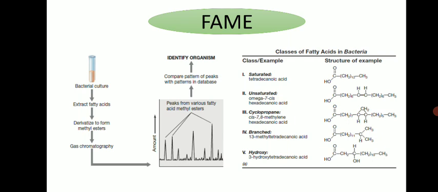So here in this table you can see classes of fatty acids present in bacteria. It includes saturated fatty acids as well as unsaturated fatty acids, omega 7 cis hexadecanoic acid, then cyclopropane fatty acids, then branch chain fatty acids, then hydroxy fatty acids. All these fatty acids are different for different species of microbes, and this criterion can be used to identify particular microbial species. So we can identify bacteria based on their lipid profile, and the technique used to identify bacteria based on this lipid content is known as FAME, that is fatty acid methyl ester.